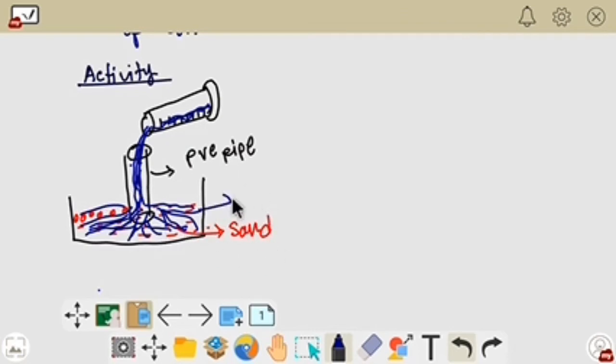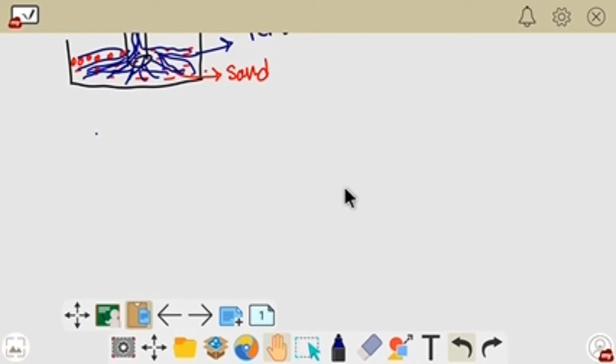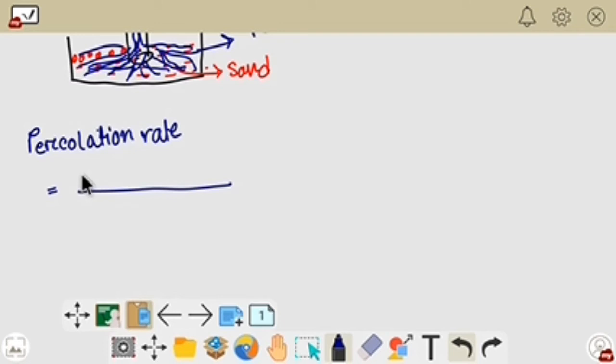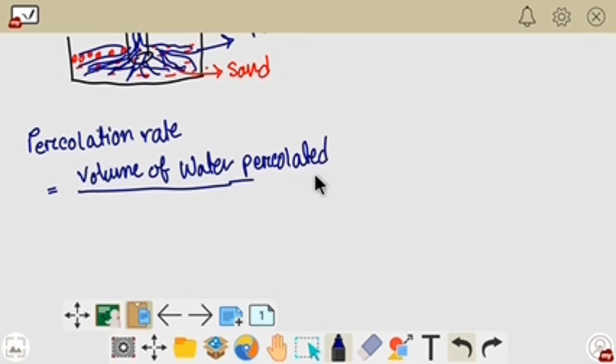Now the water droplets will be passing through the tiny holes. This is called percolation. Now to calculate the rate of percolation, there is a process. That means we have to take a timer to calculate the time, as well as a measuring cylinder. The percolation rate of water in the soil is the volume of water in millimeters which passes down the soil per minute.